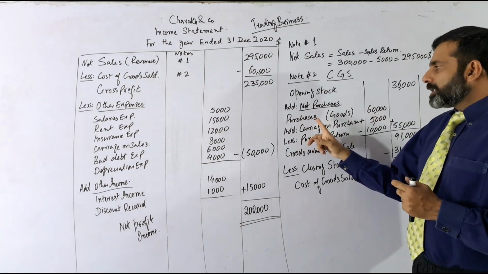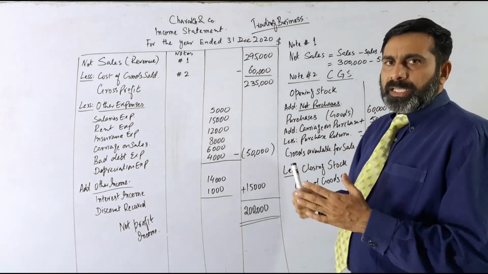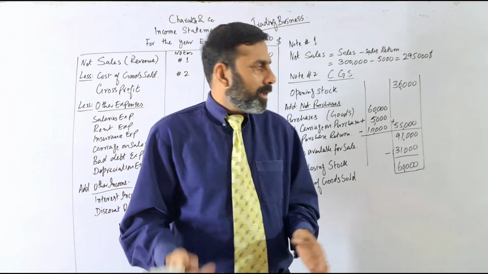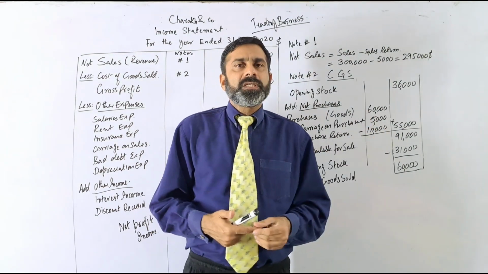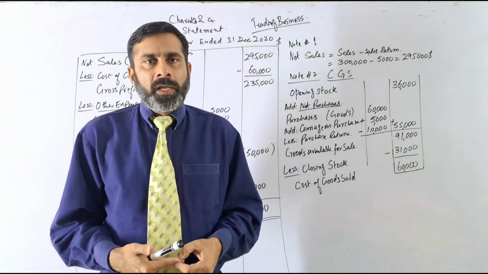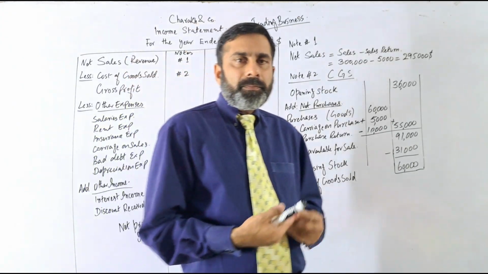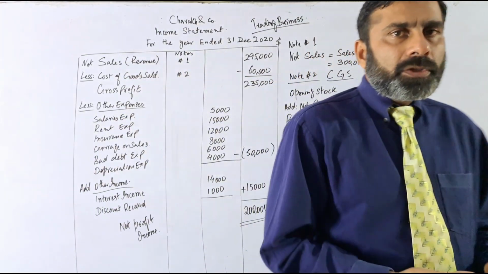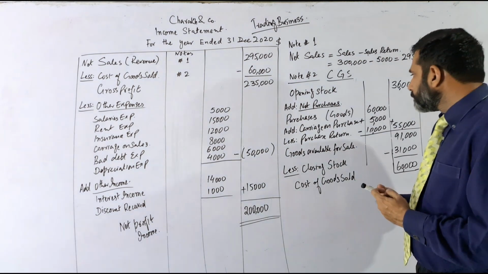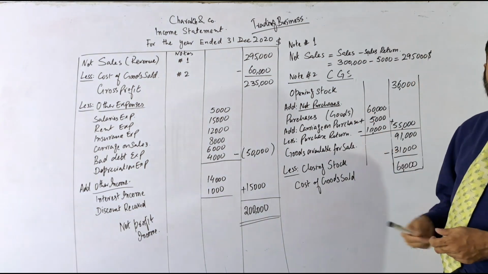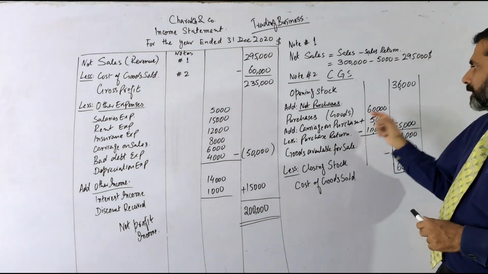Now they have some purchases. Again they have a stock, but they still need more stock. So they have purchased almost $60,000 more stock. There may be some new designs, or some other requirements, so they are buying new stock also. They bought goods worth 60,000.